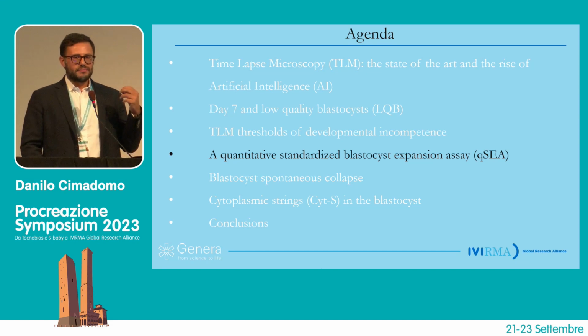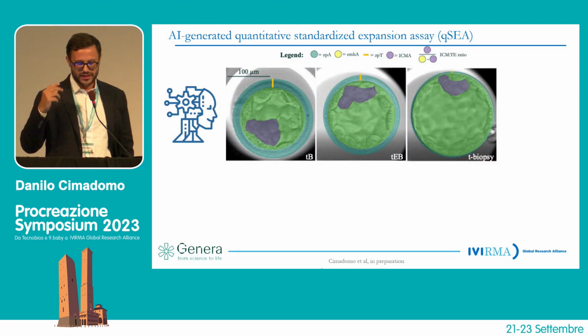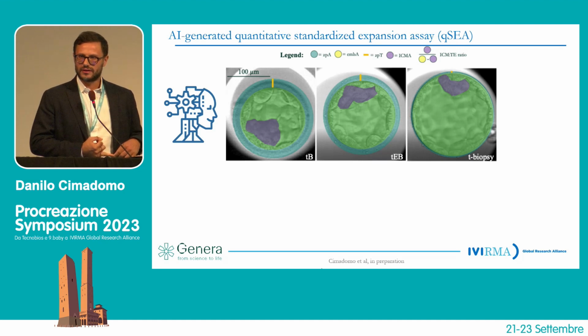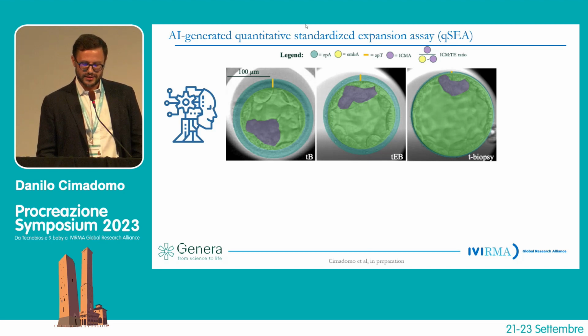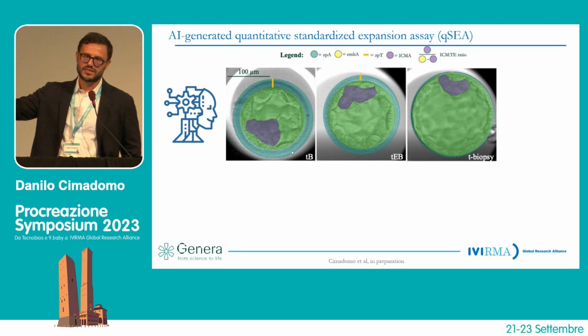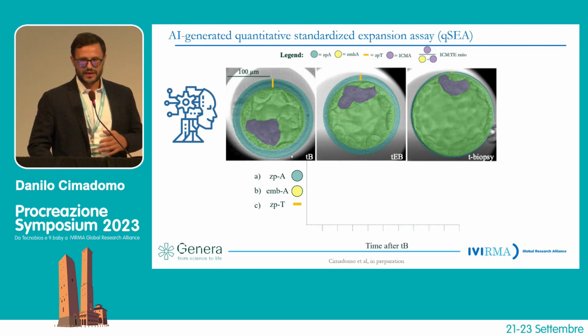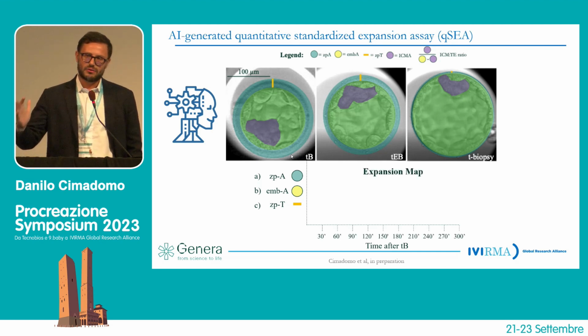Now we're moving into a deeper evaluation of blastocyst expansion. Here you see different parameters that can be spotted through AI: inner cell mass area, inner area of the blastocyst, outer area of the blastocyst, and thickness of the zona pellucida. And we can follow this information up to the time of biopsy. To standardize this kind of assessment further, according to zona pellucida area, embryo area, and zona pellucida thickness, we created what we called an expansion map, by following these parameters for 5 hours every 30 minutes.